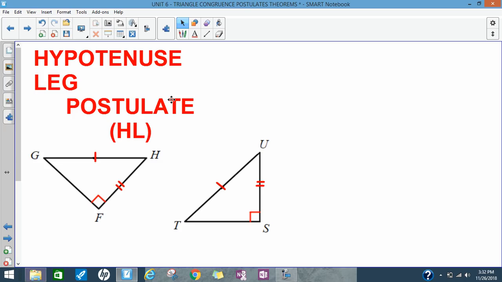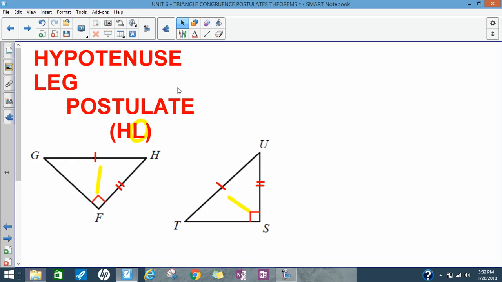And then the last way is if we have 2 right triangles, and in those right triangles we know that the hypotenuse of one is congruent to the hypotenuse of the other. Remembering the hypotenuse is across from the 90-degree angle. And then we have one other side in each congruent to each other that we call legs. We call that the hypotenuse leg postulate.